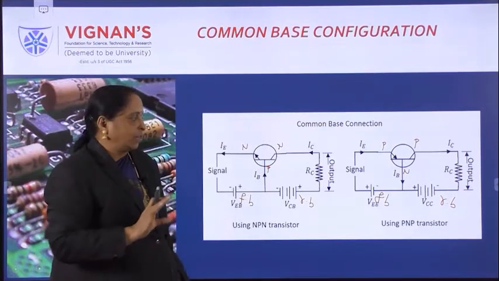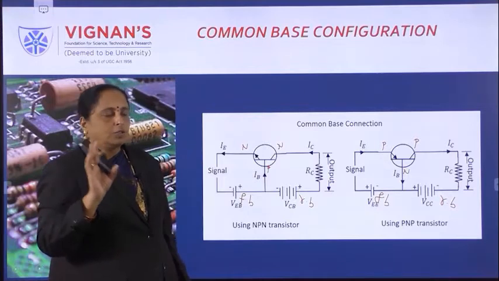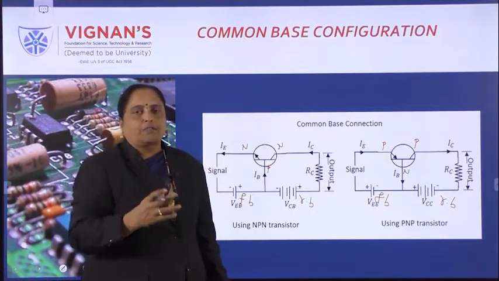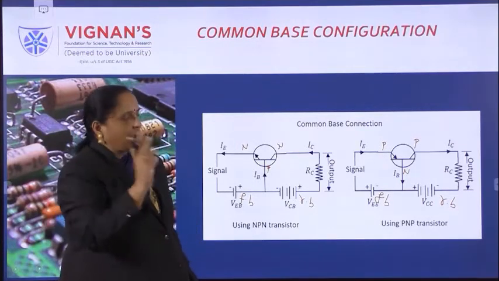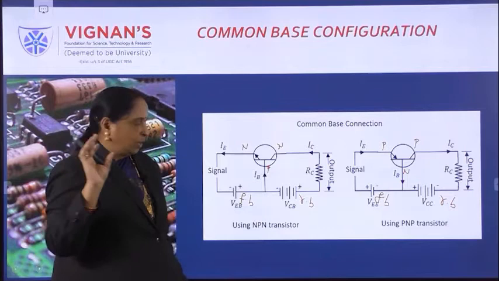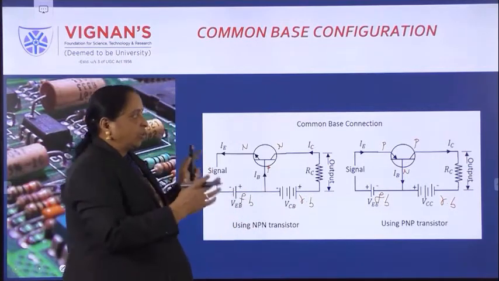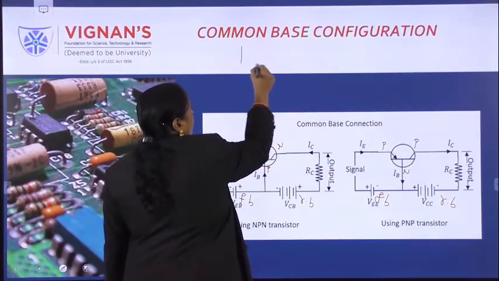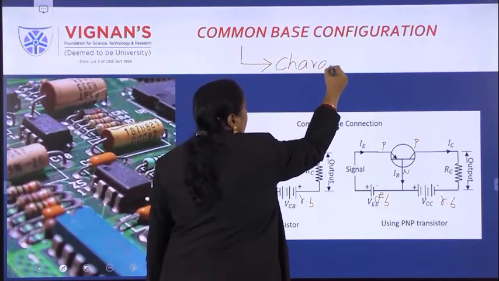So what is the purpose of connecting the BJT in the active region? For amplification. To amplify any weak signals, to raise the magnitude of any weak signals, we must connect the BJT in any configuration in the active region only. So both transistors are under the active region. Now we are going to study the characteristics, that is, for a common base configuration, we are going to study the characteristics.